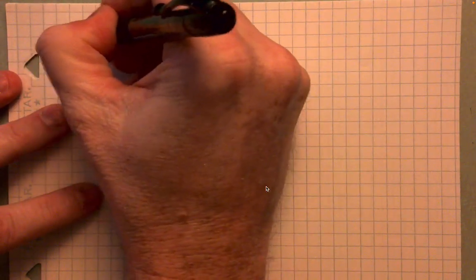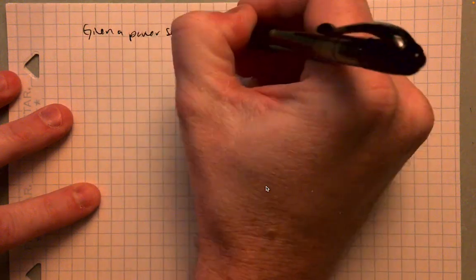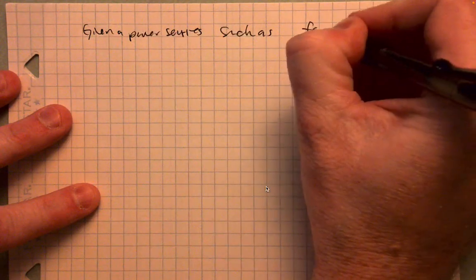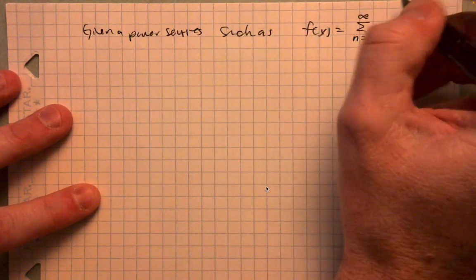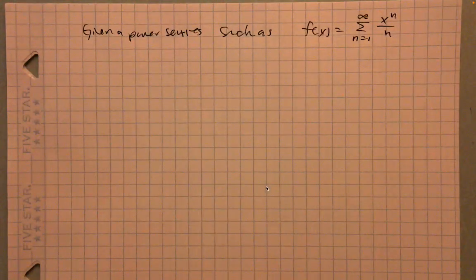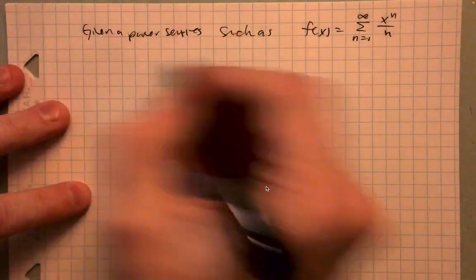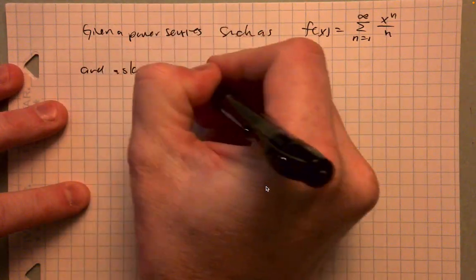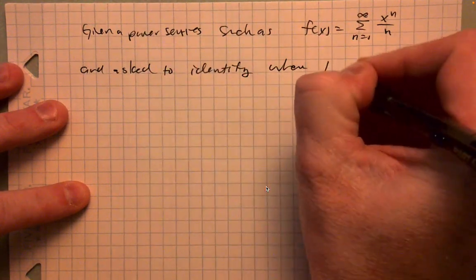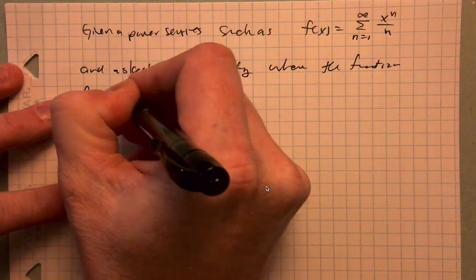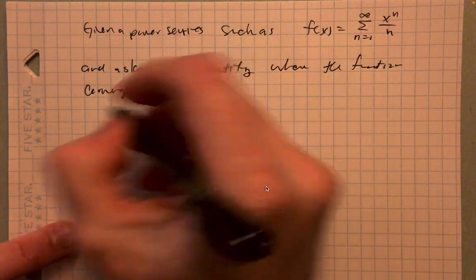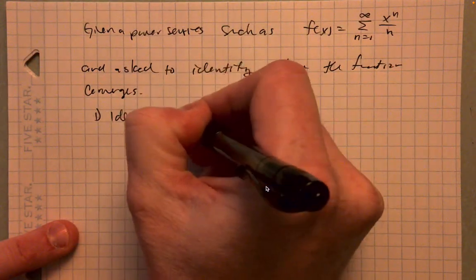Okay, so where we left off previously was with examples where we were given a function, given a power series, such as f of x equals the sum from n equals 1 to infinity of x to the n over n. Given a power series such as this one, we were asked to identify where it converges. And so that involves identifying r, the radius of convergence.